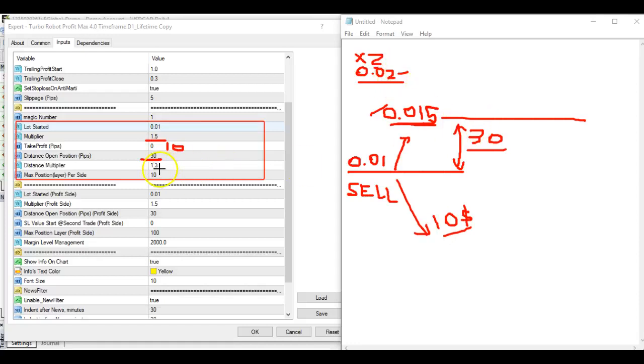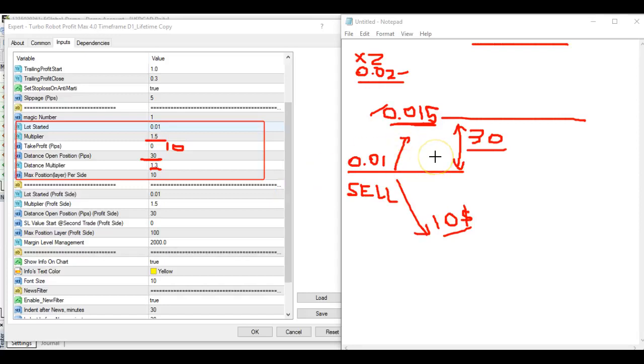Okay, so what if I'm still losing? If I'm still losing, the distance will be farther. The reason is because you have the distance multiplier. So how to use this distance multiplier? The distance multiplier will be multiplied with your 30, multiplied by 1.3. Alright, so that is your next distance.